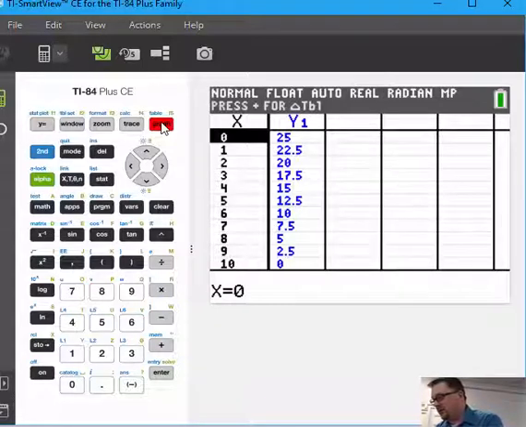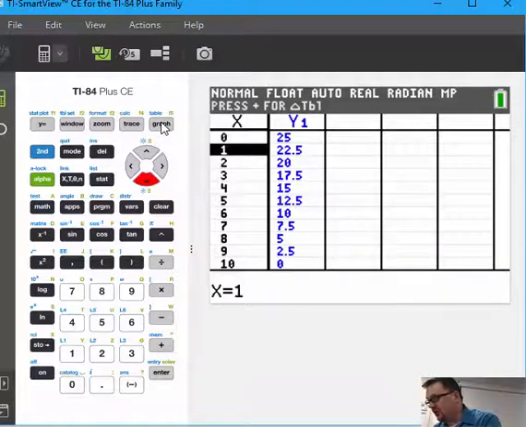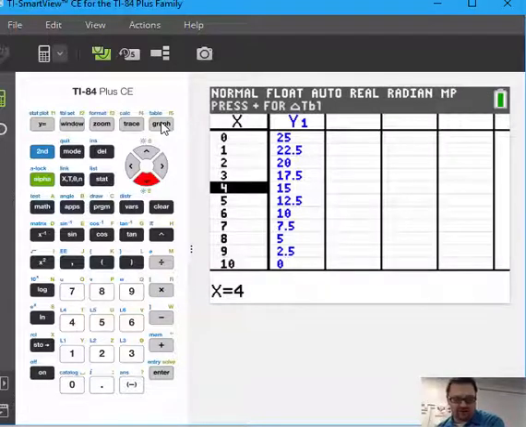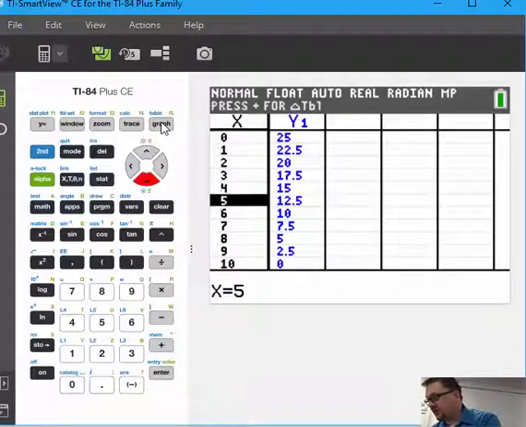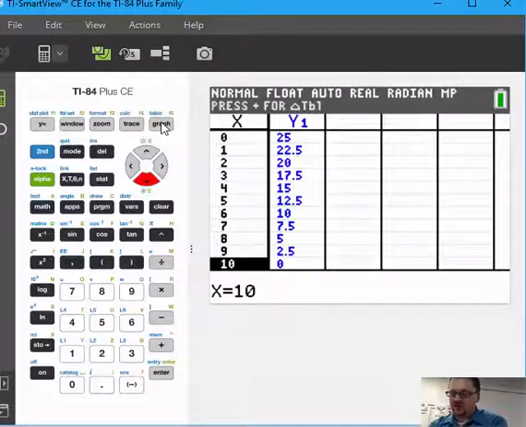0, 25 really isn't. Let's see, 1, 22.5 is definitely not. 2, 20, not so much. 4, 15 is definitely a good one. So let's mark down 4, 15. Let's see. Not so much, not so much. 10, 0. I'd rather have another point, so I might have to estimate a point or two. I'll estimate 8, 5. And I am going to estimate the y-intercept at 0, 25. Okay.